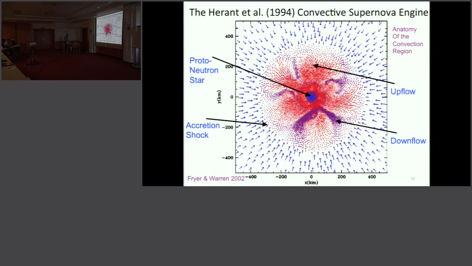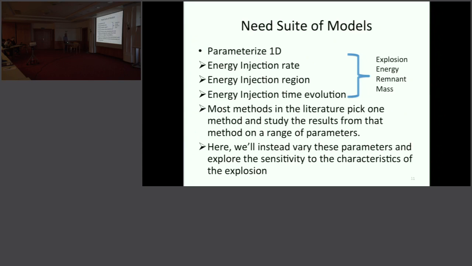But you can imagine doing a parameterized model where you say, okay, I have an energy injection rate, I have an energy injection region, and I have a time evolution for that energy injection. And that can then produce my explosion energy, my remnant mass, and my nucleosynthetic yields.